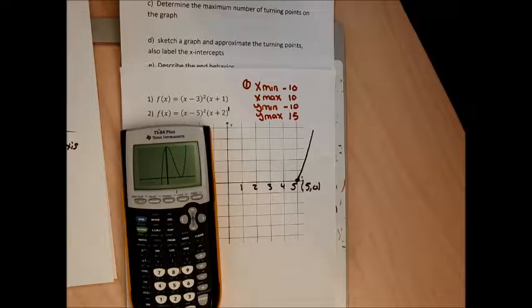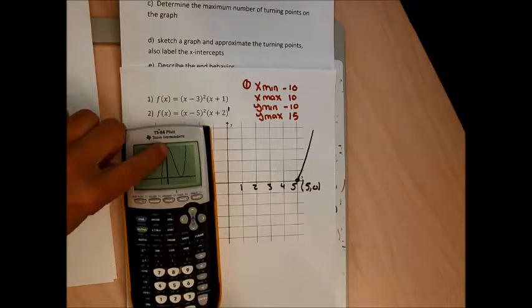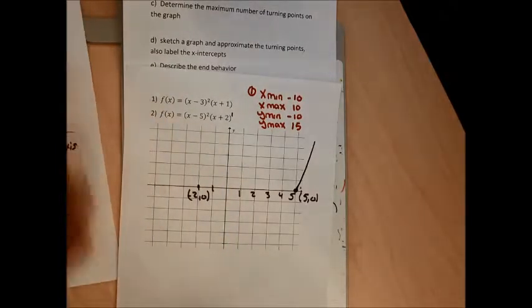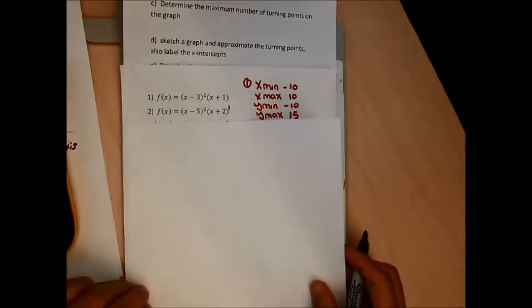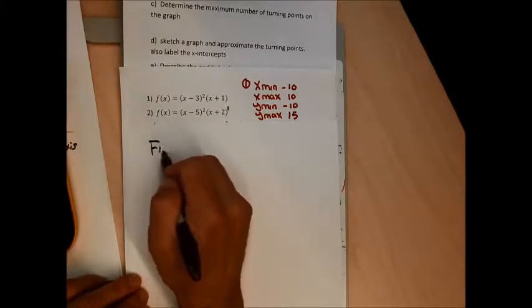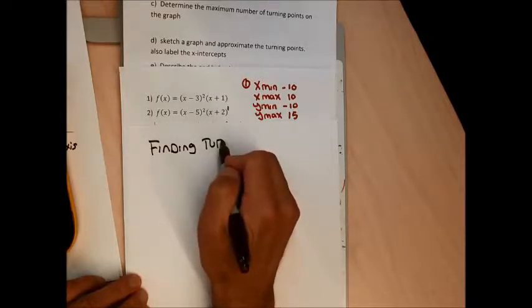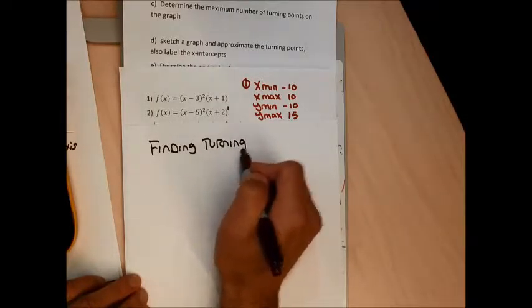So I need to find that turning point on my calculator. I have to know whether the turning point is a maximum or a minimum point to be able to find it on my calculator. The turning point that I don't know is a maximum point, so I'm going to find the turning point on my calculator doing this. So finding a turning point, you have to know whether it's a maximum or a minimum.